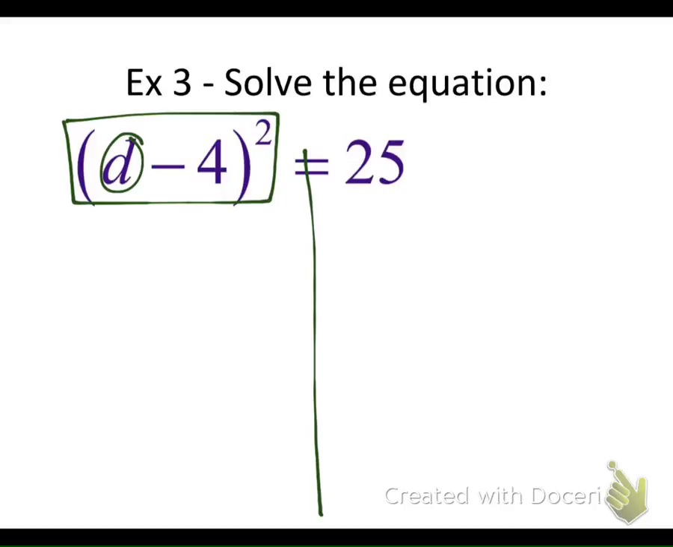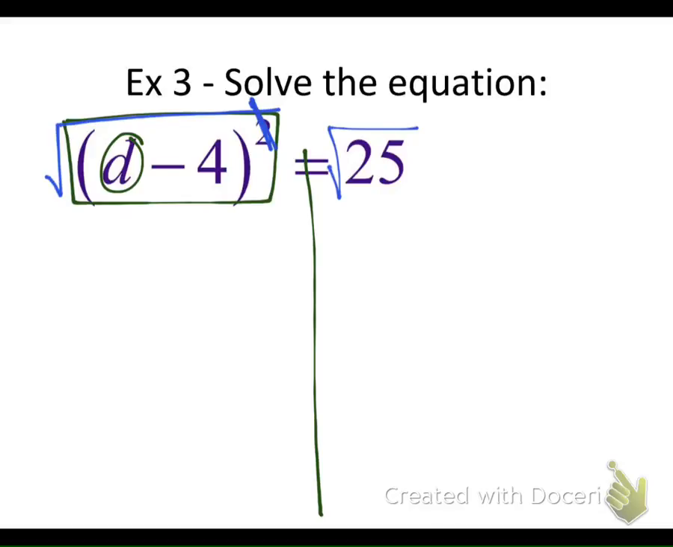Are there any numbers outside of the box that I need to get rid of? No. Is the square by itself? Yes. So, if the square is by itself, I need to get rid of that square sign. How do I do that? Square root it, because I need to get rid of my square first. That's going to cancel my square sign. If I square root one side, I have to remember to square root the other side.